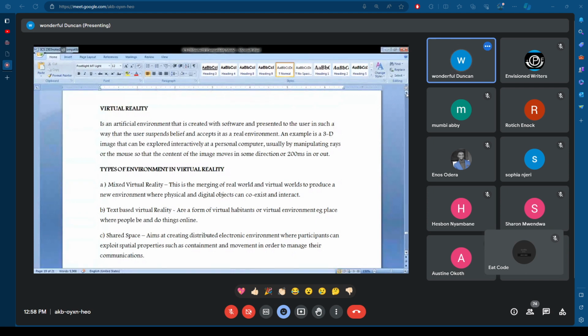Write this: virtual reality is an artificial environment that is created with software and presented to the user in such a way that the user suspects, believes, and accepts it as a real environment.